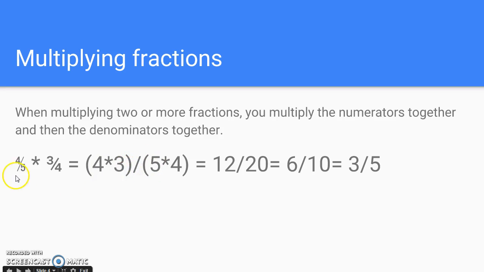So in this, 4/5 times 3/4, we multiply 4 times 3 because they're both the numerators. Put that over the denominators, 5 times 4. So 4 times 3 gives me 12. 5 times 4 gives me 20. So now my answer is 12 over 20, but I'm not done reducing. If I divide by 2, I get 6 over 10. And then if I divide by 2 again, I get 3 over 5.